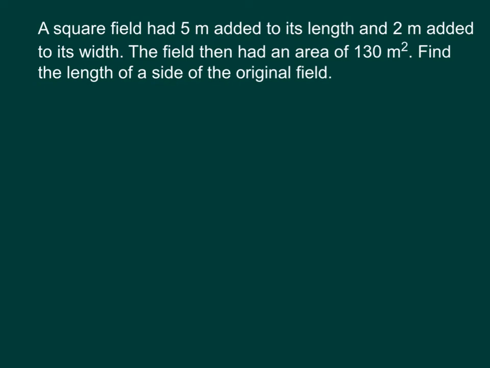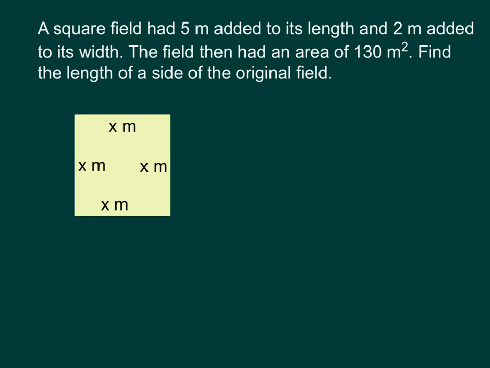The field then has an area of 130 square meters. Find the length of a side of the original field. Definitely for a problem like this, I'm going to need a diagram. So I'm going to start with my square field. All right, so there you can see the square. I have no idea what the original side lengths are, but they're all the same.